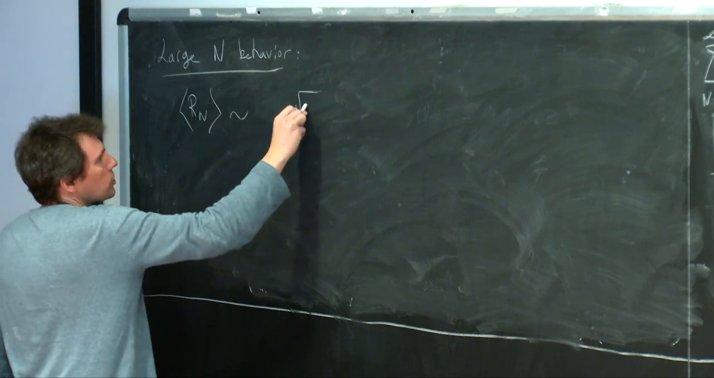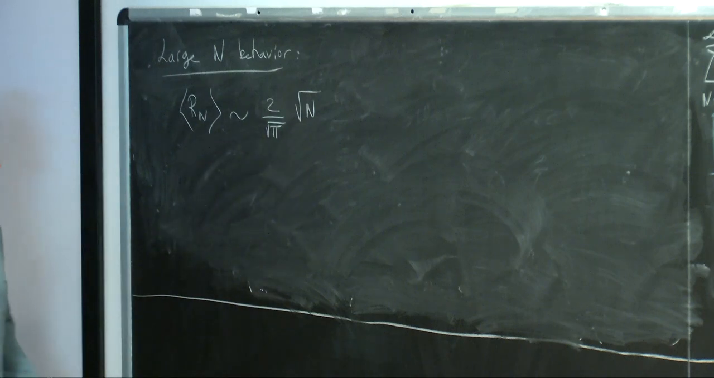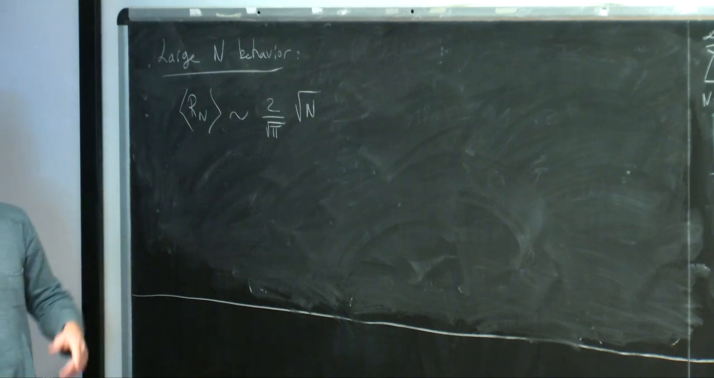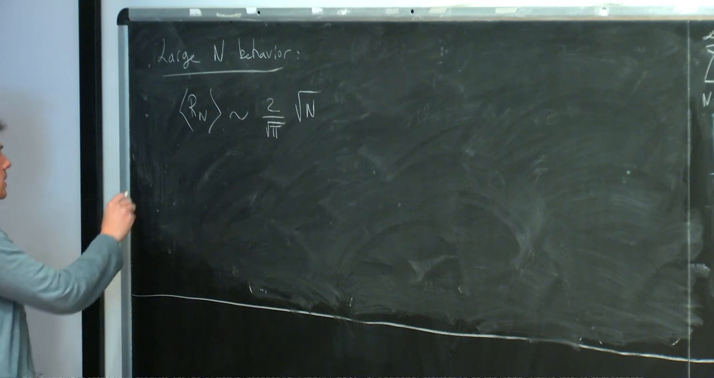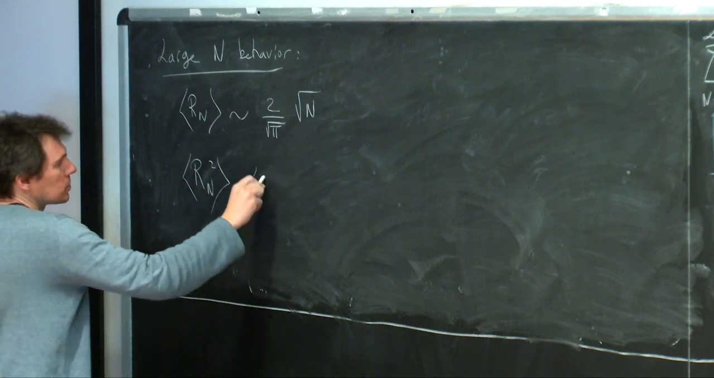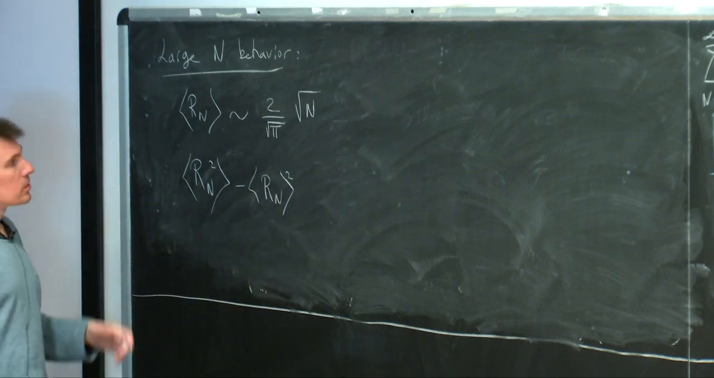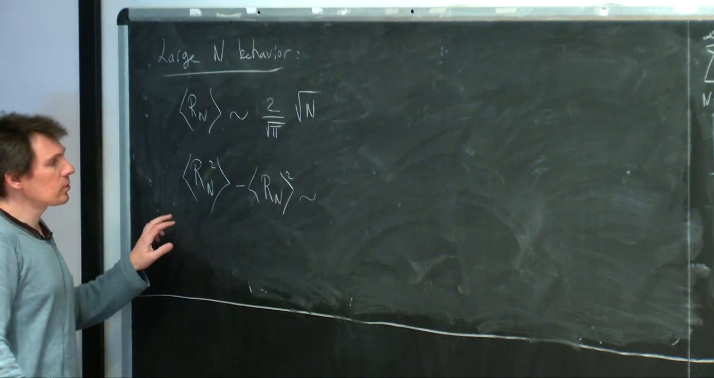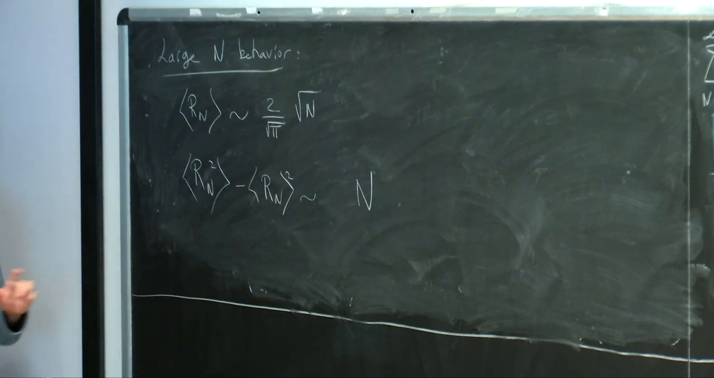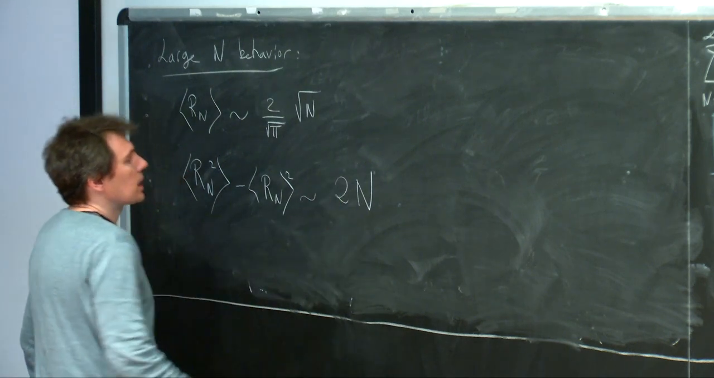Now, we have seen already that Rn is proportional to square root of n, and we had this coefficient here, 2 over square root of pi. You can check this formula, of course, starting from that, by summing over m times this probability. Once we have the full distribution, we can also get Rn squared, for instance, or the variance. Quite interestingly, what you would find is that this is proportional to n, and not square root of n. I can give you the coefficient. It's very simple. It's 2n.